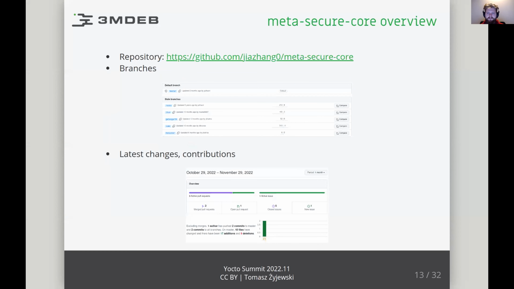Okay, so let's now go to the Meta Secure Core overview. The link for the repository is provided on the slide. As you can see, there is one default branch, which is the master branch, and a couple of stale branches like Rocko and Tad. So you can see that this layer has been with us for a while. The latest changes here were presented in the previous month. So maybe it's not a lot, but it tells us that something is going on with this layer. So probably it is safe to just test it because someone else also did something with that.